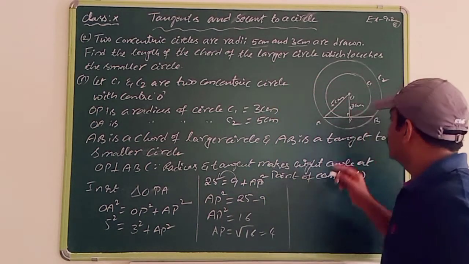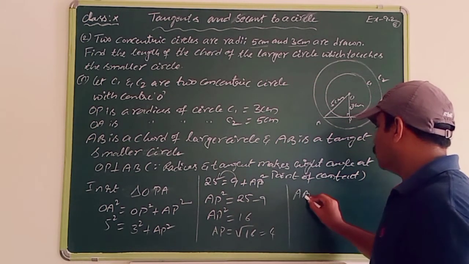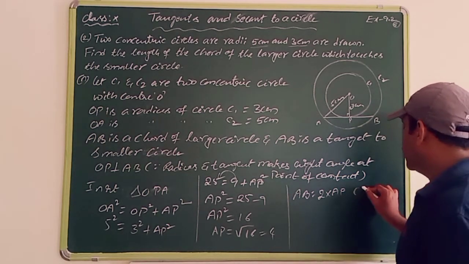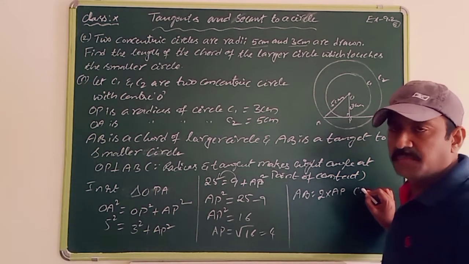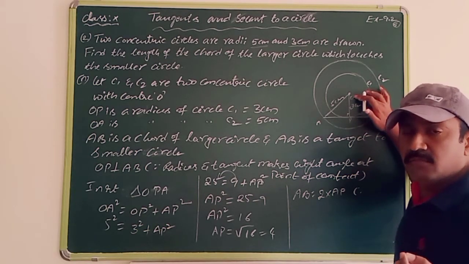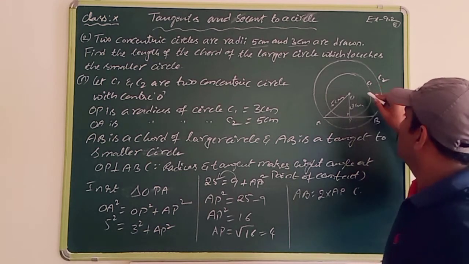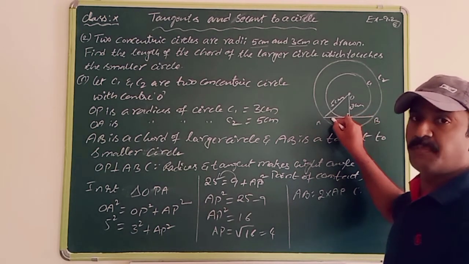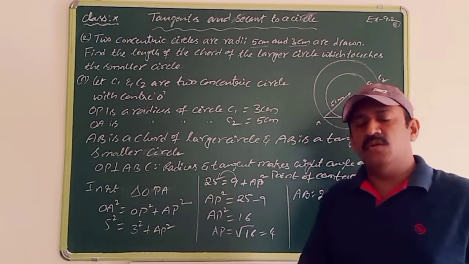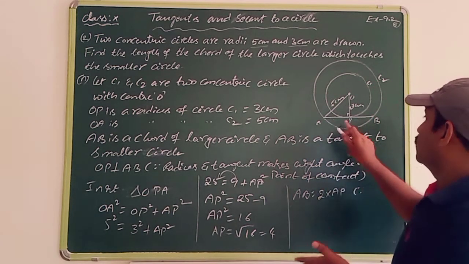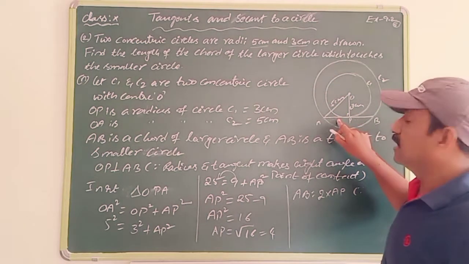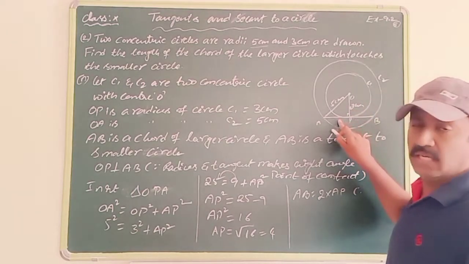So we know that AB is equal to 2 times AP. Why can we write this? The reason is that a line which runs from the center perpendicular to the chord bisects the chord. That is the logic. Otherwise, in statement number 2 also we discussed the same logic. It is a chord of the big circle, and at the same time a chord of the smaller circle, and these two are equal.